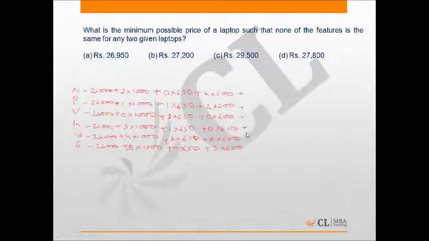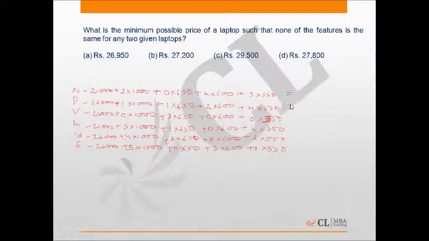Now for battery life we know that the price is fixed, that is 550 rupees per upgradation. 6 hours means 3 upgradations, so it's 3 into 550. Here I will assume 7 hours. 7 hours is 4 upgradations, it's 4 into 550. 3 hours is no upgradation, 0 into 550. Again 7 hours is 4 into 550. 5 hours is 2 upgradations, 2 into 550, and 4 hours is 1 upgradation, that is 1 into 550.